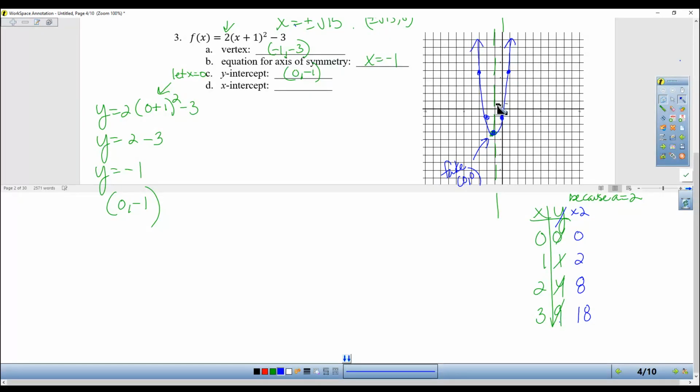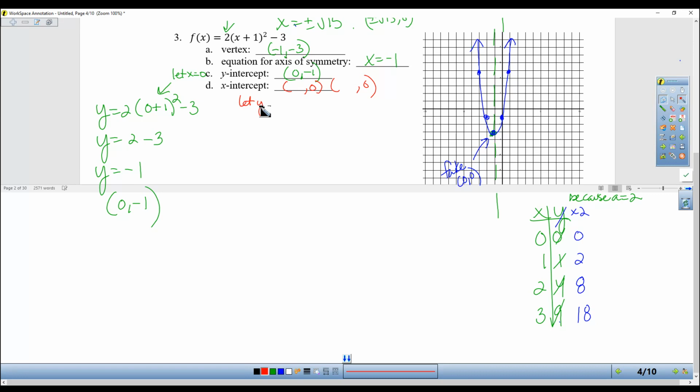And if I had chosen to graph first, I would have seen that the y-intercept was 0, negative 1. So you have choices. Some people love to make the graph and get as much information as they can. Some people like to fill out A, B, C, D, then make the graph. You have choices. Now, in this case, the graph would not have helped you with the x-intercept. I can see that there's two x-intercepts, but I can't tell what they are graphically. When you can't do it graphically, you have to do it algebraically.